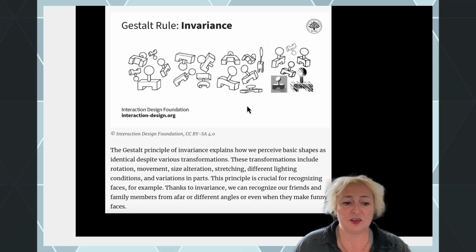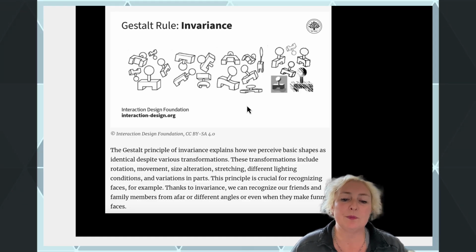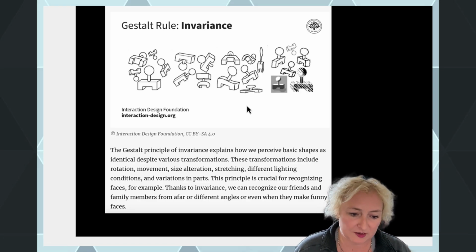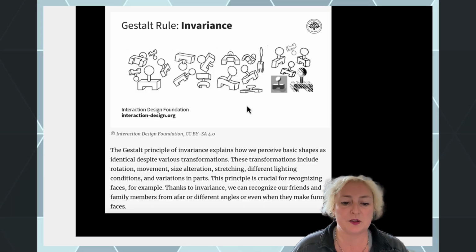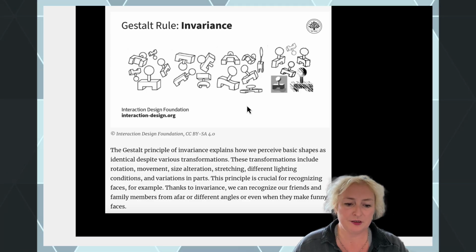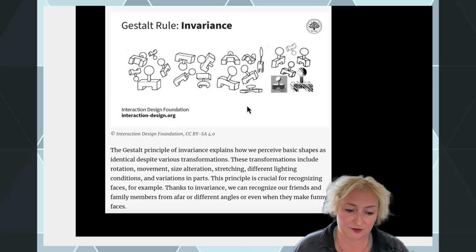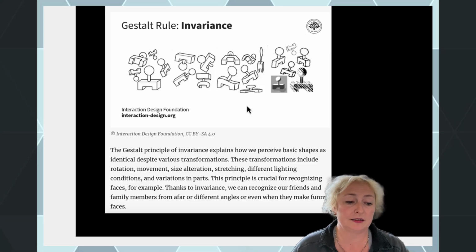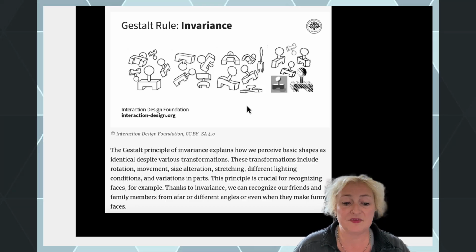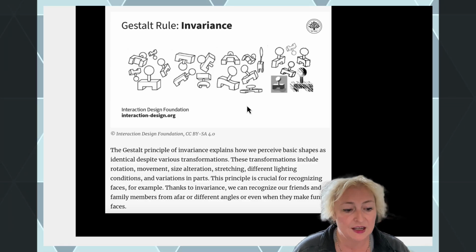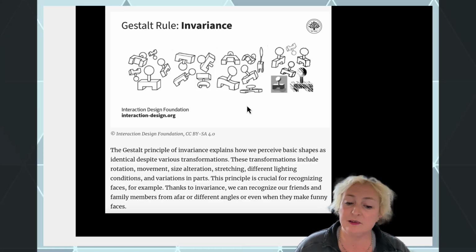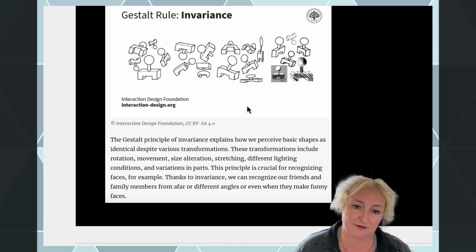Invariance. The Gestalt principle of invariance explains how we perceive basic shapes as identical despite various transformations. These transformations include rotation, movement, size alteration, stretching, different lighting conditions, and variations in parts. This principle is crucial for recognizing faces, for example. Thanks to invariance, we can recognize our friends and family members from afar or different angles, or even when we make funny faces.